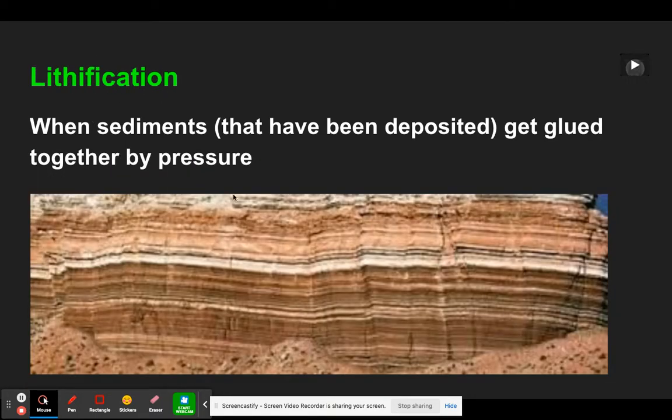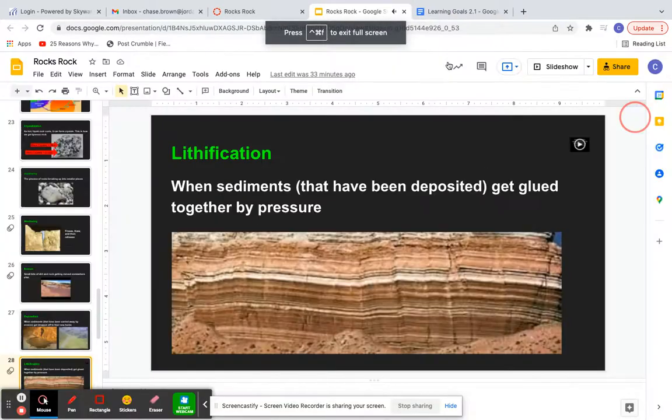All right, the next word I'm going to introduce is lithification. So this comes from the root word lith, and this means rock. Okay, so rock. Oops, I don't want to watch that. Oh no, let's go back.